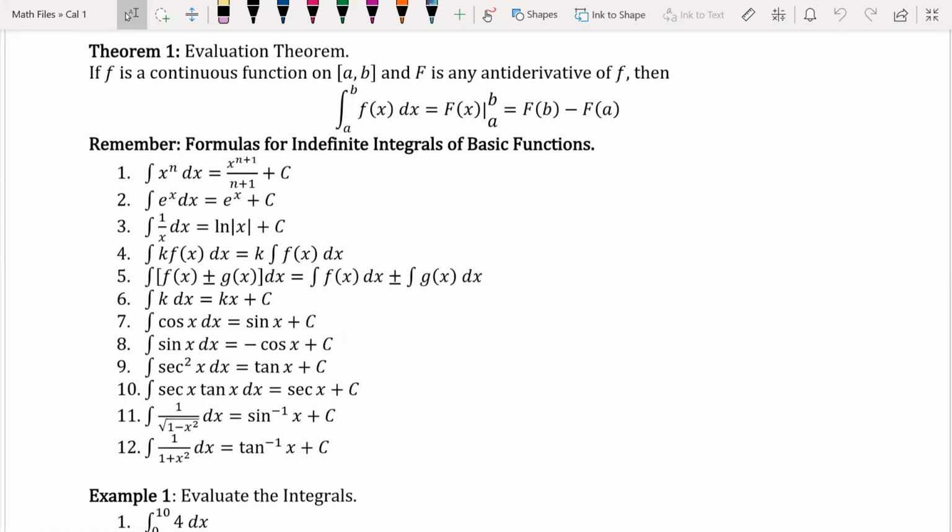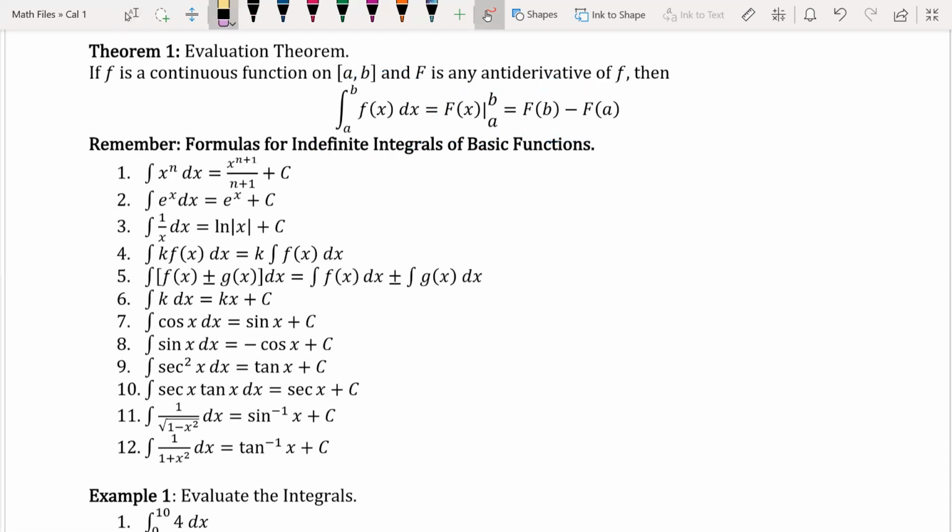All right. So all the evaluation theorem says is that we can evaluate an integral on some interval a to b. So here is our formula. The integral from a to b of f of x dx will be the antiderivative F of x evaluated on that interval a to b. And in order to do that, we say F of b minus F of a. There is no longer a constant of integration when using the evaluation theorem.